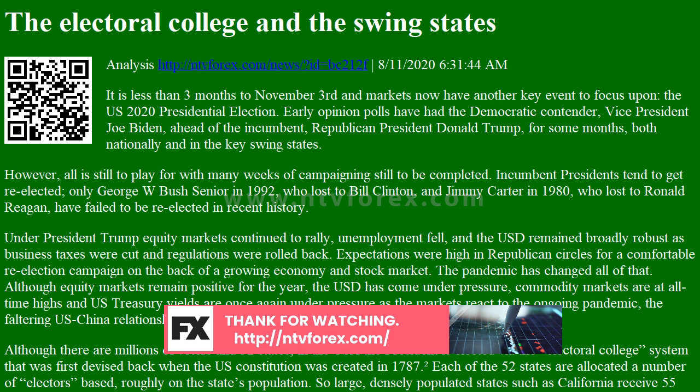However, all is still to play for, with many weeks of campaigning still to be completed. Incumbent presidents tend to get re-elected. Only George H. W. Bush in 1992, who lost to Bill Clinton, and Jimmy Carter in 1980, who lost to Ronald Reagan, have failed to be re-elected in recent history.